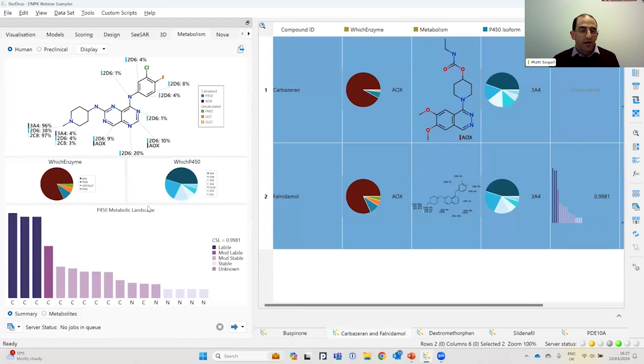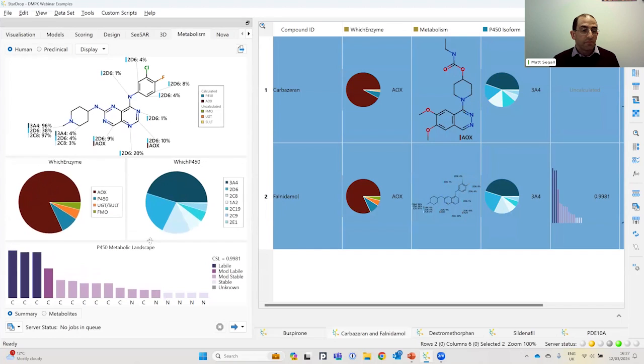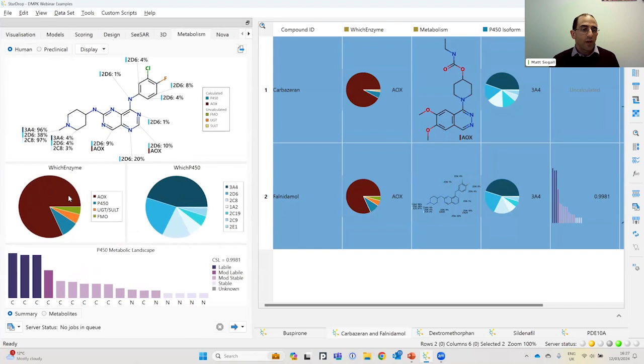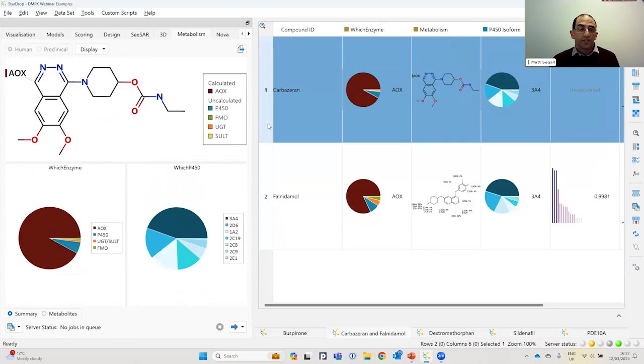And what you can see here in terms of the which enzyme and which P450, you can actually see summarized in the table as well that these are predicted to be largely metabolized by aldehyde oxidase, not by P450s at all. So here you can see felnitamol, here you can see cabazitaran, again, predominantly aldehyde oxidase.